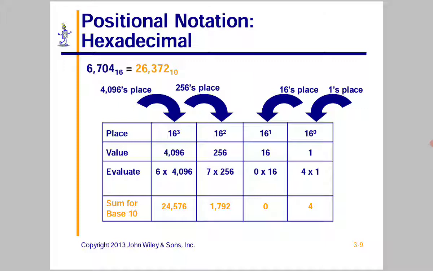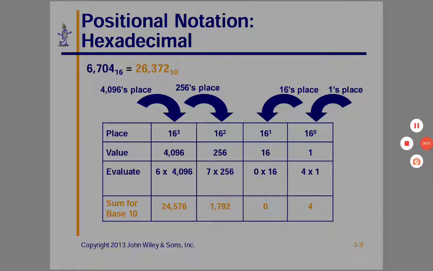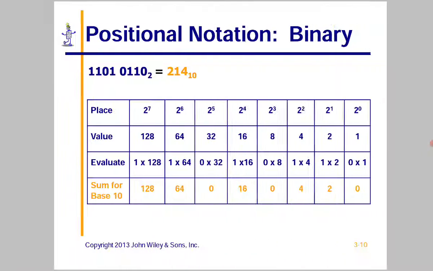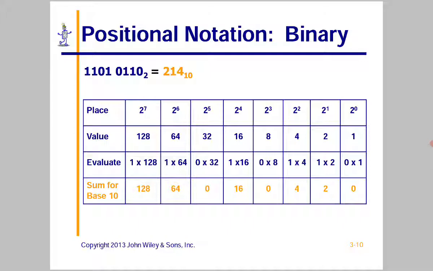Starting from the extreme right digit, that is 4 into 16 power 0, plus 0 into 16 power 1, plus 7 into 16 square, plus 6 into 16 cube. So the total is 26,372.